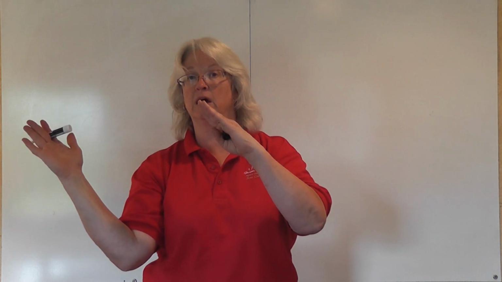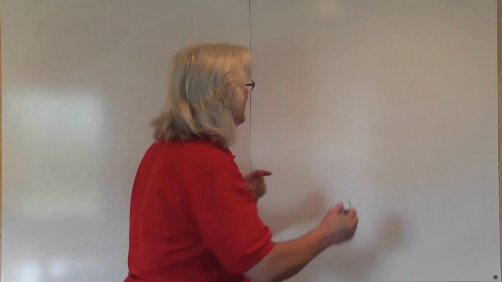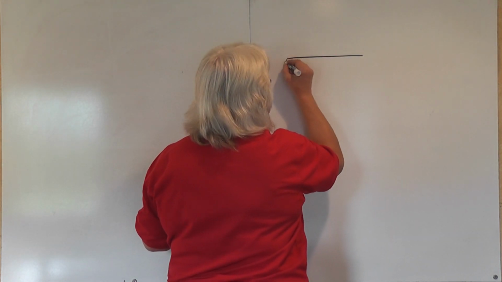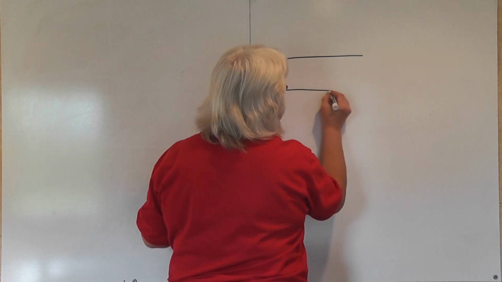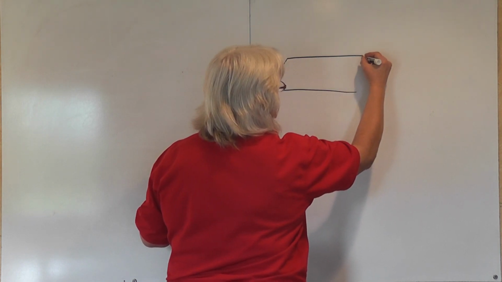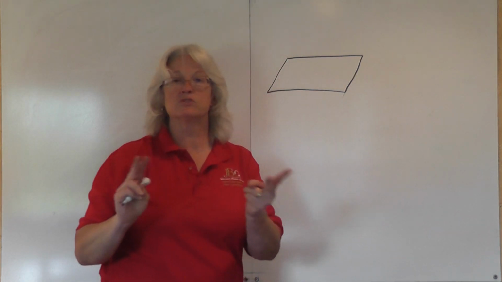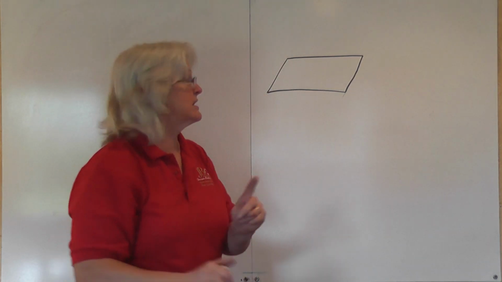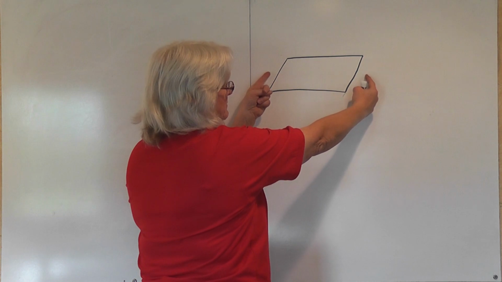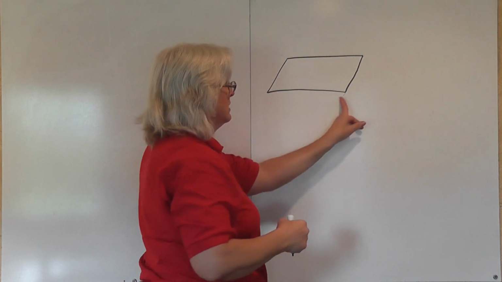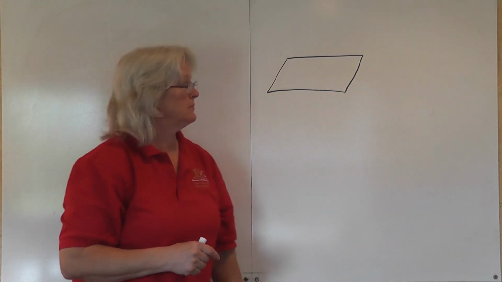Tilt it to one side. It's what we call a parallelogram. Make sure you know your vocabulary. A parallelogram is a quadrilateral, which means it has 4 sides, and it has 2 pairs of parallel sides. The widths, if you will, the lengths, if you will. 2 of those sides are parallel.